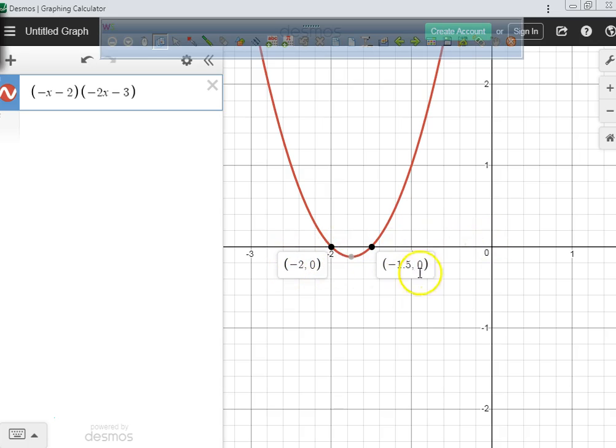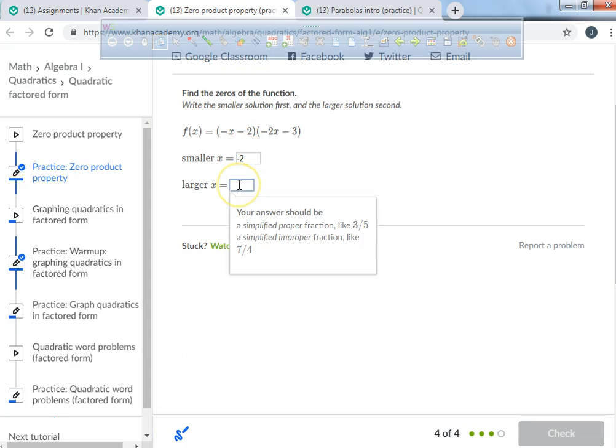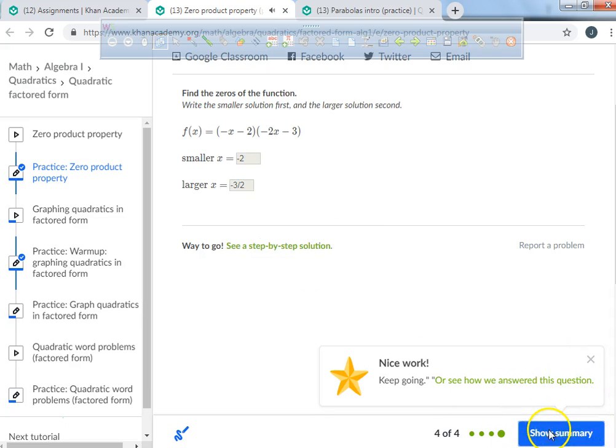So I'm going to type in -2 and -1.5. And those are my two zeros, or my two answers, or my two solutions. The smaller one is -2. The larger one is -1.5. Or, see where it says your answer should be a simplified fraction? Okay, so we'll do a simplified fraction, which is what? -3 divided by 2. And that's it. That's what you guys are doing.